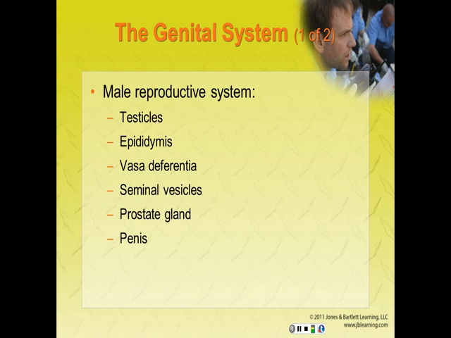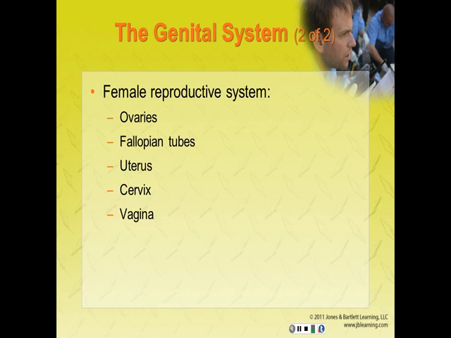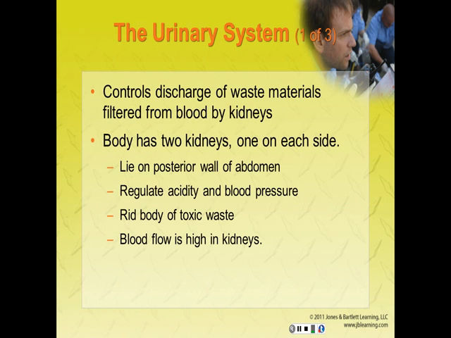Abdominal space also holds reproductive organs. The male reproductive system consists of the testicles, the epididymis, the vas deferens, the seminal vesicles, the prostate gland, and the penis. The female reproductive system consists of the ovaries, fallopian tubes, uterus, cervix, and vagina. The urinary system controls discharge of waste materials filtered from blood by the kidneys. The kidneys are solid organs, and the ureters, bladder, and urethra are hollow organs.